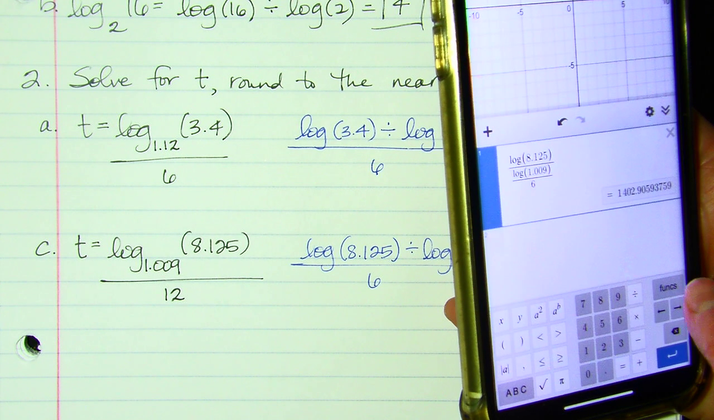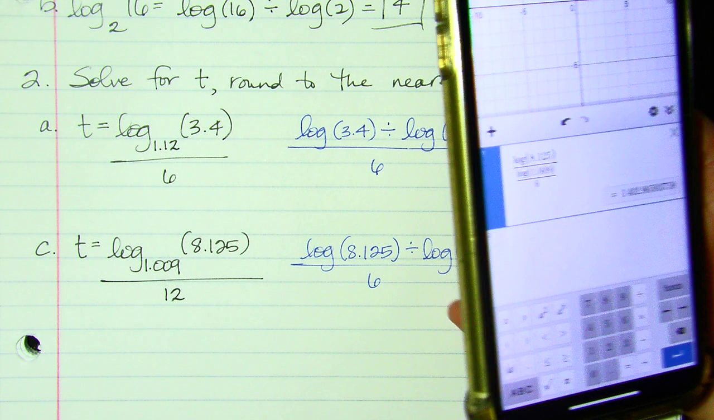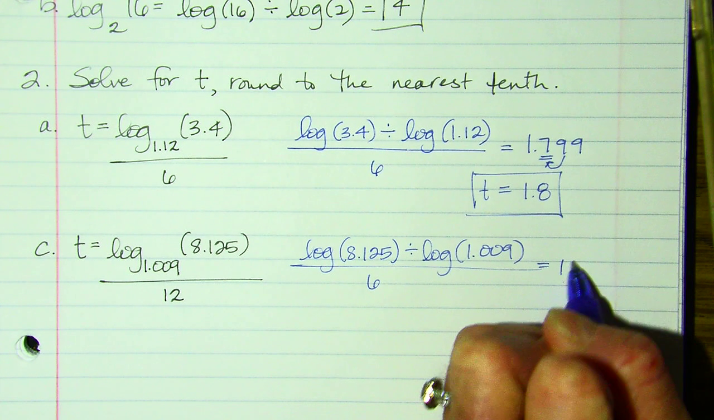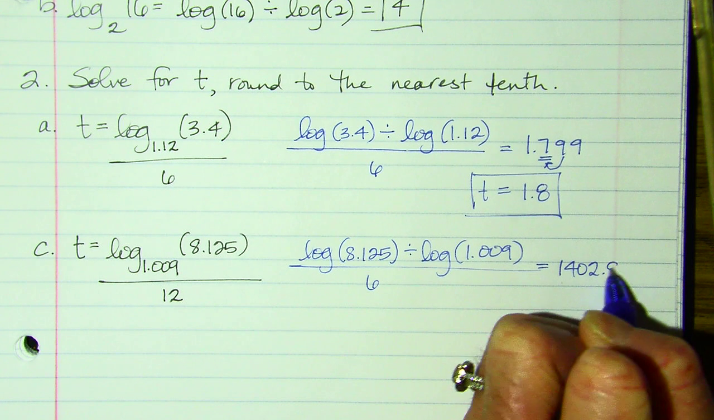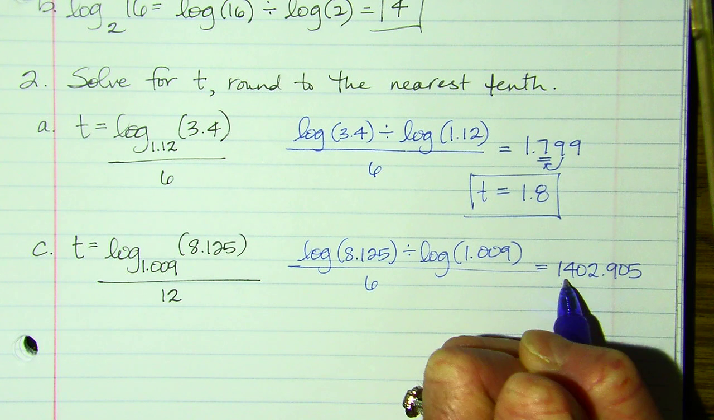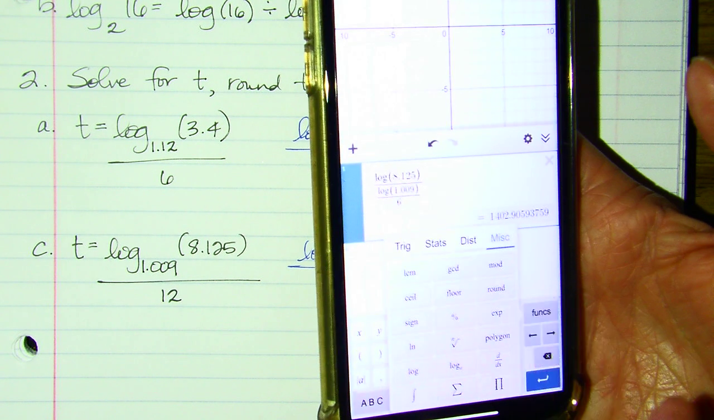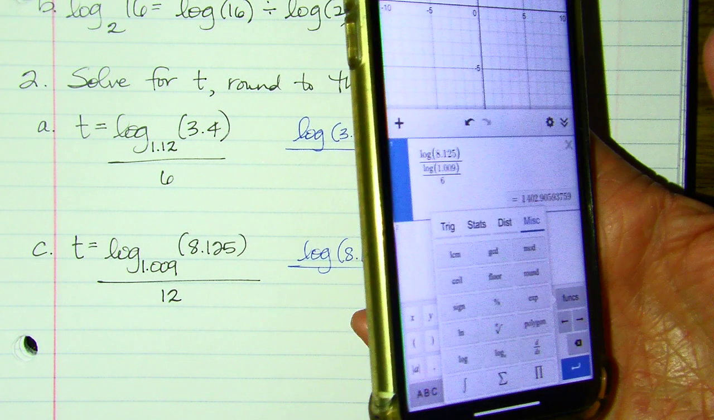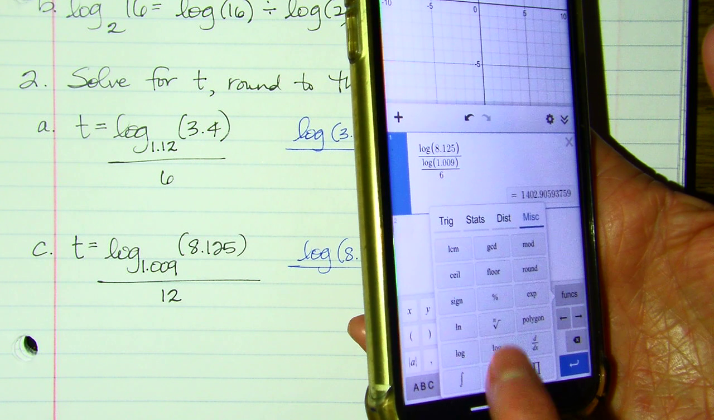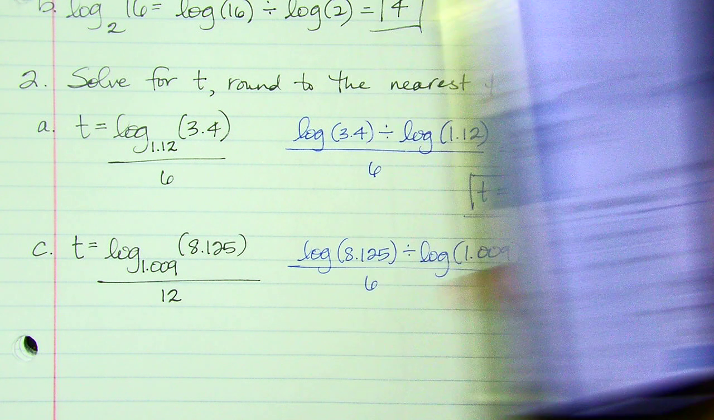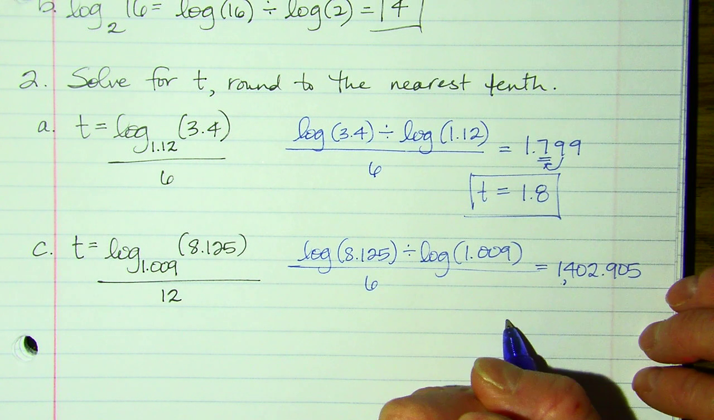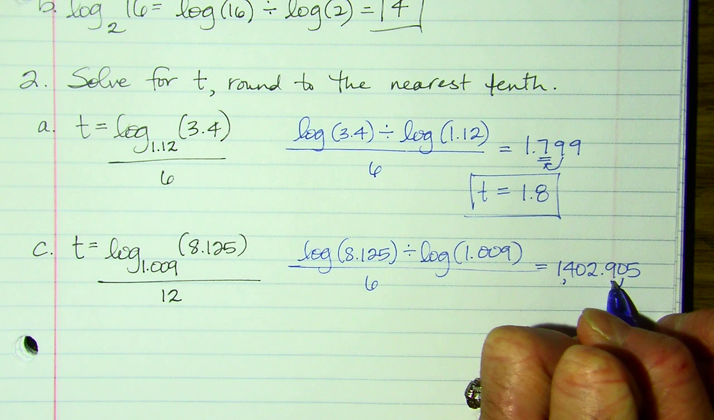Remember, hit functions. So here, I'm going to record that answer real quick. This gave me 1402.905. But I'm going to show you where that was at. I hit functions. I hit miscellaneous. Miscellaneous, and then log is the bottom left. Okay? So they wanted me to round to the nearest tenth. 0 does nothing to the 9.